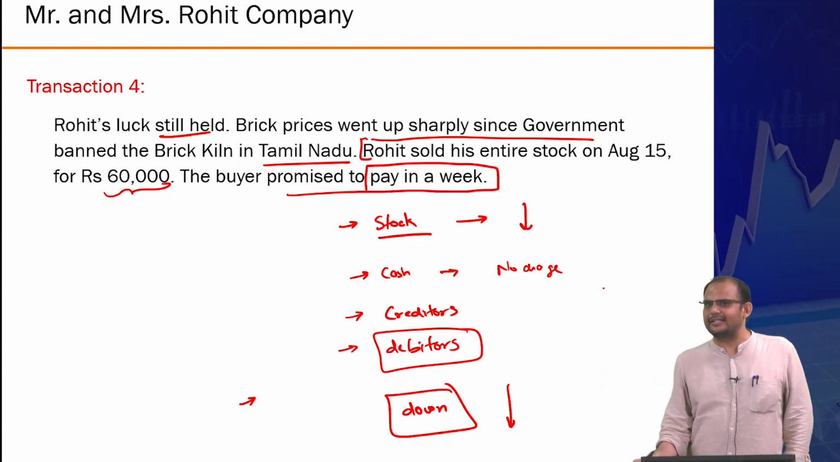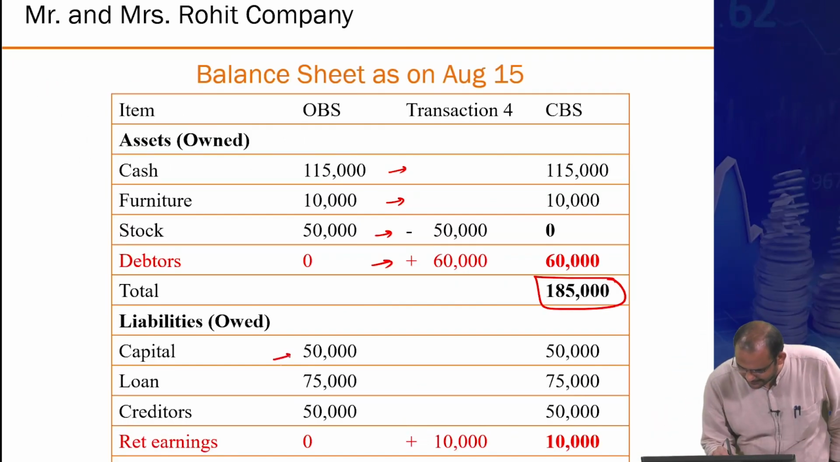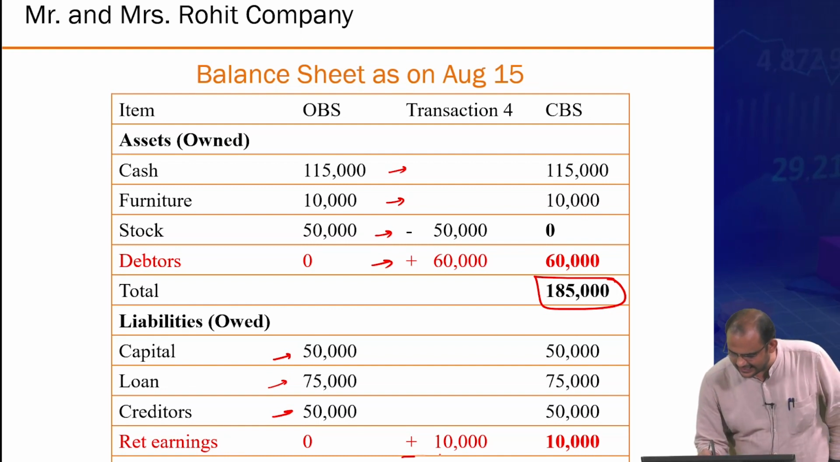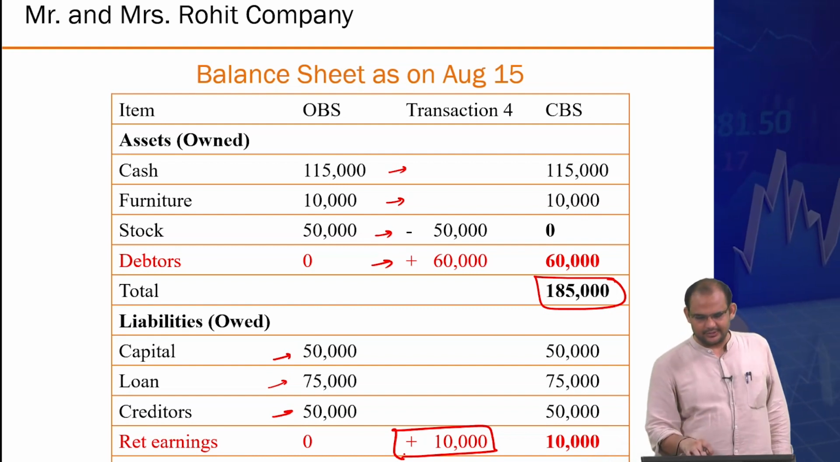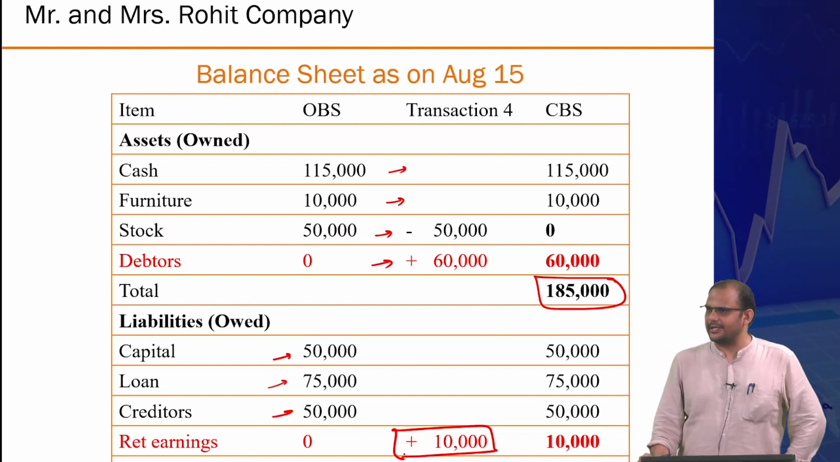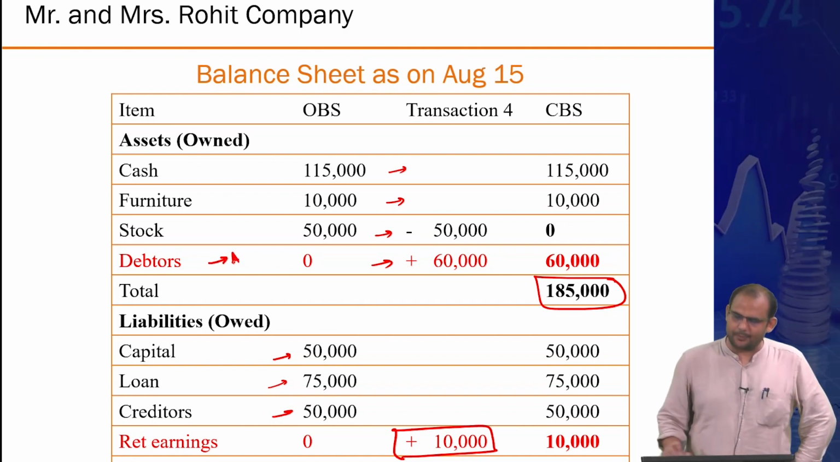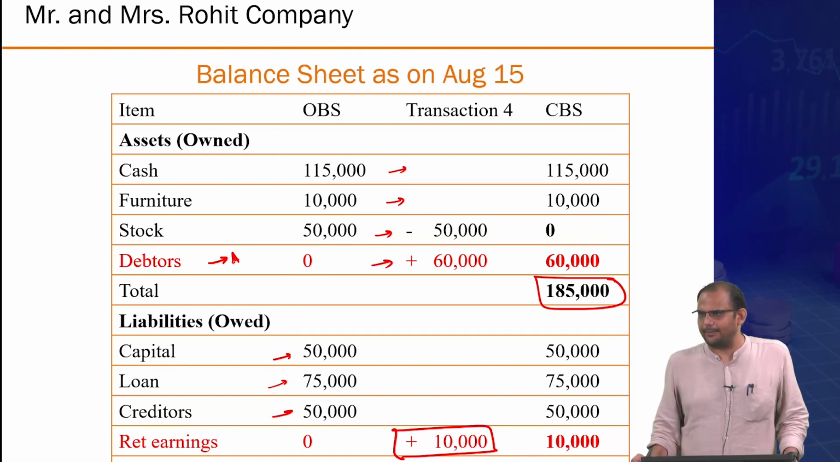The asset and liability increases. Right? Your capital, no change. Loan, no change. Creditors, no change. Retained earnings, the profit kind of a statement that we saw, is shown as 10,000 now. This is your new entry, which is the account payable or account receivable. The creditor could be the account payable.